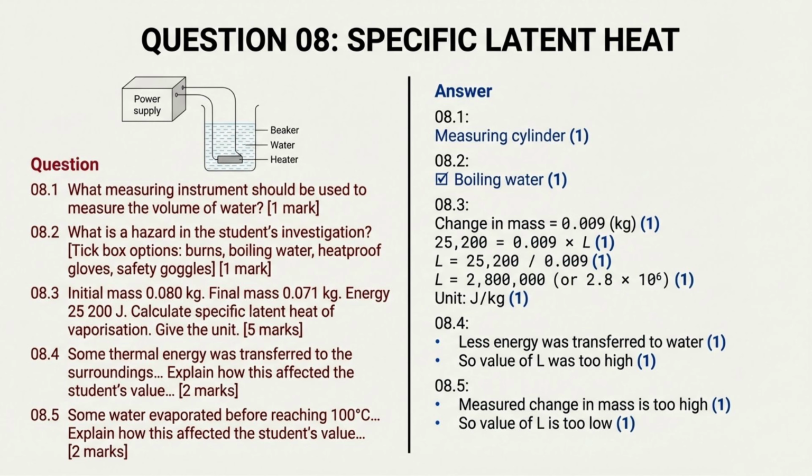And the formula for specific latent heat, L. L equals energy divided by mass. So 25,200 divided by 0.009. Exactly. Which gives you 2,800,000. Or in standard form, 2.8 times 10 to the 6. And the unit they want is joules per kilogram.